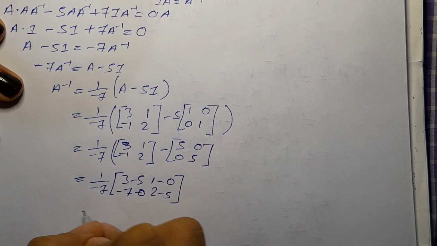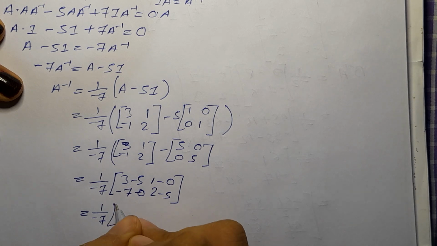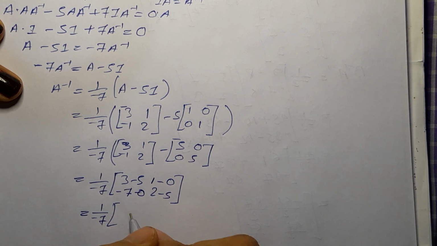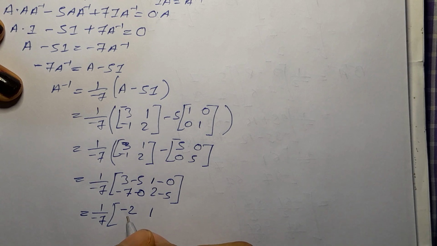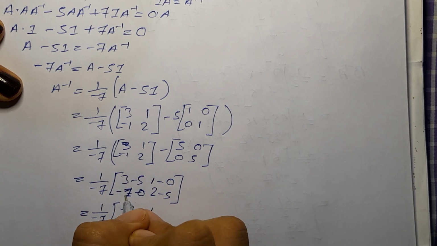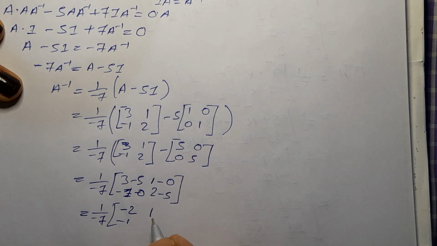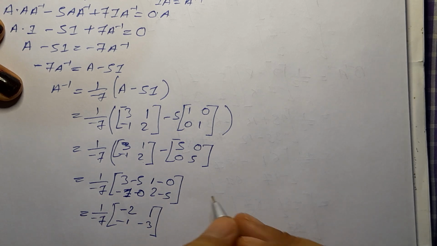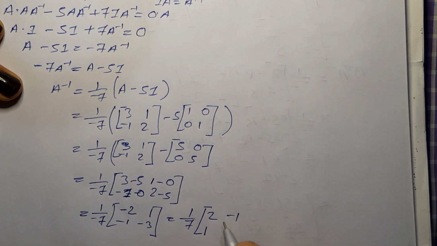So it will be minus 1 divided by 7 times, 3 minus 5 will give how much? Minus 2. This will give 1, minus 1, and 2 minus 5, that is minus 3. Take the minus inside, it will give 1 by 7, only take the minus, so it will be [[2, -1], [1, 3]].